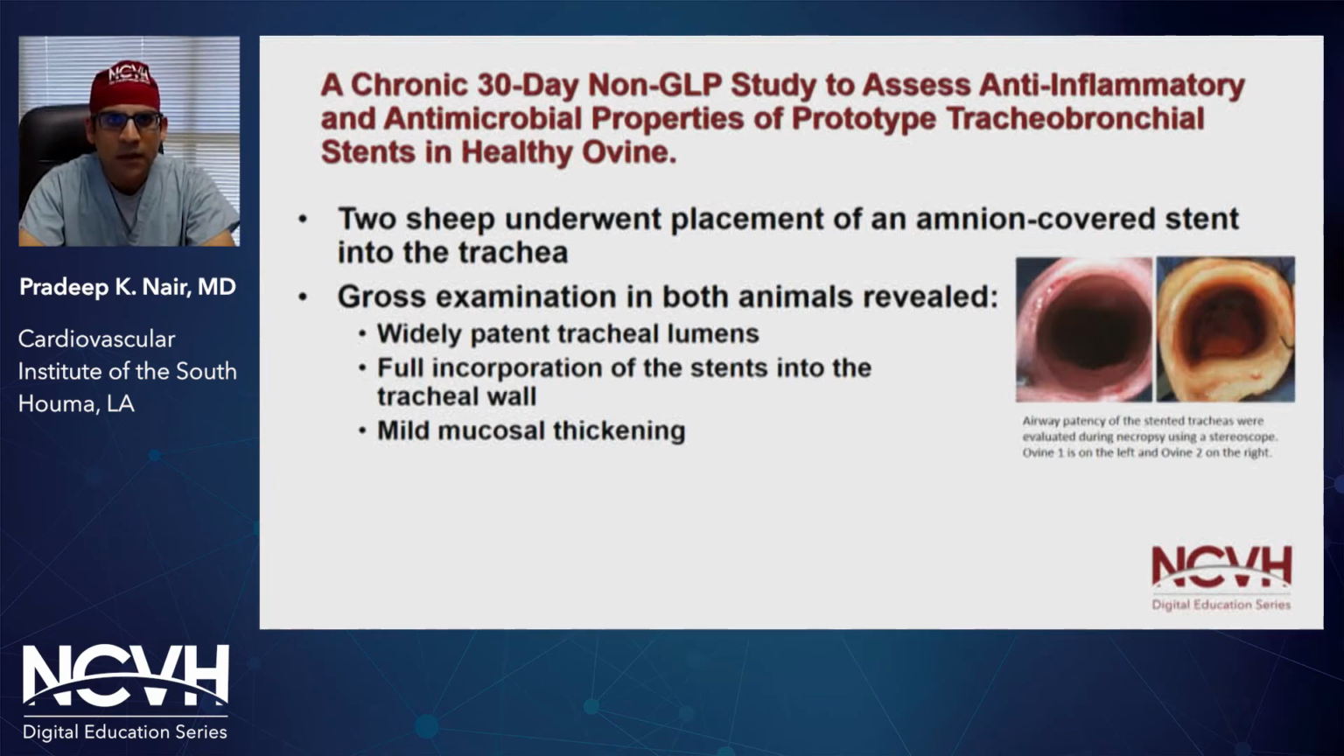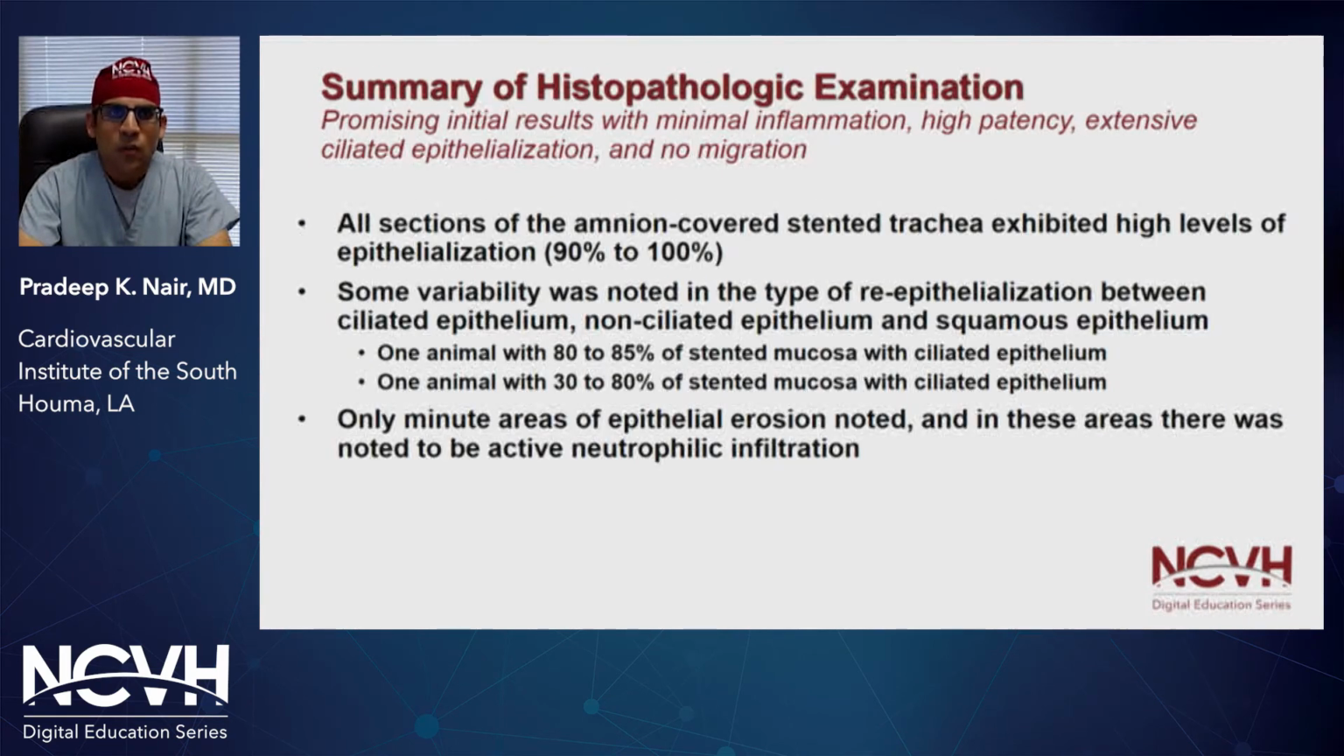And what they found is that in gross examination, the tracheal lumens were widely patent. There was full incorporation of the stents into the tracheal wall, and there was only mild mucosal thickening. What is phenomenal with these stent implants is that all sections of the amnion-covered stent had high levels of epithelialization, roughly 90 to 100%. And there was some variability in the type of epithelialization that occurred between ciliated and non-ciliated, as well as squamous epithelium.